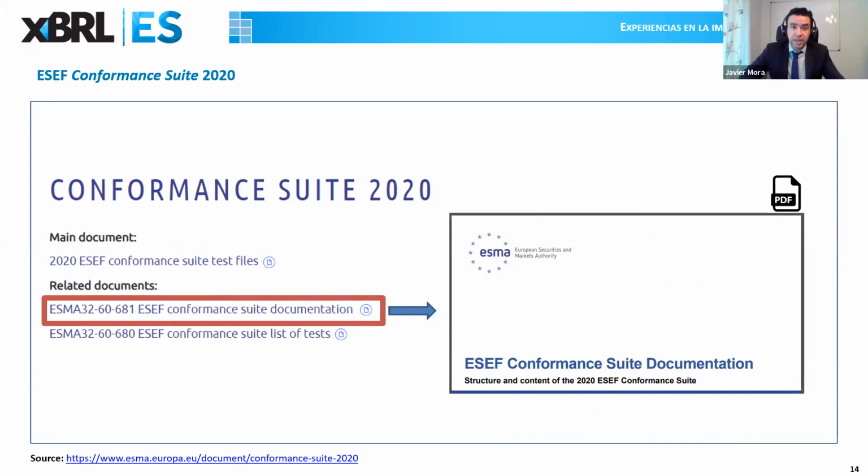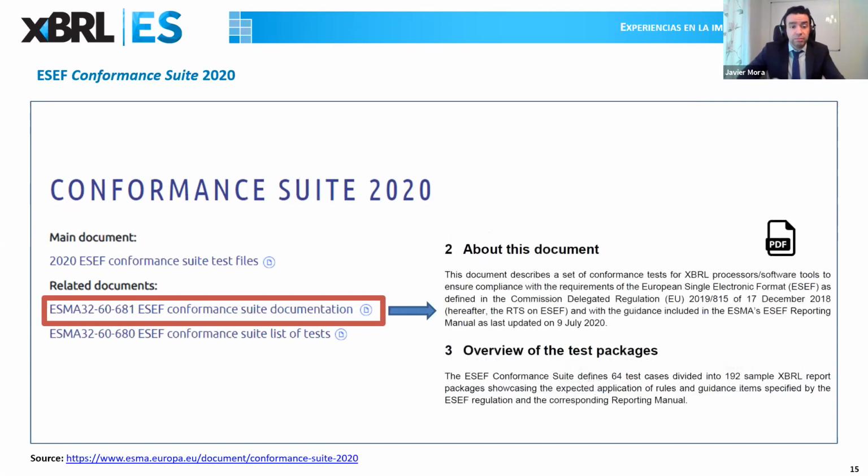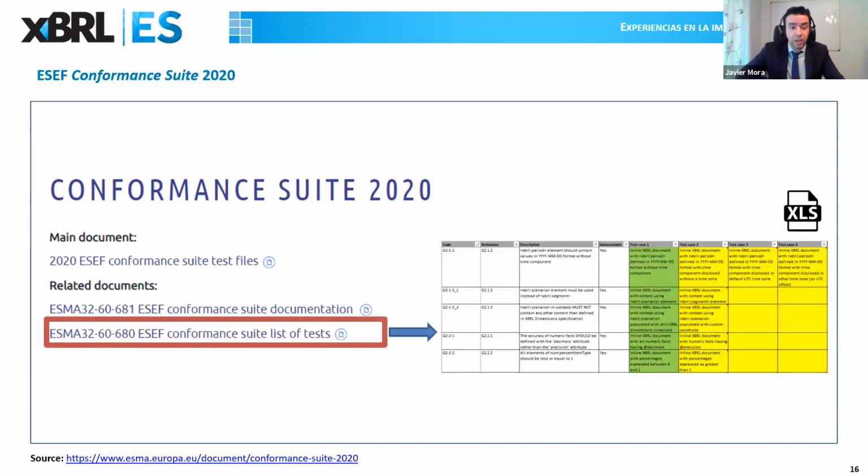This documentation explains every single test case, why it's defined, what the goal of these test cases is, and also which technical error must be shown by the XBRL tool when this error happens. Okay, and we have an explanation of this document and an overview of every single test case that is very interesting. And the third, the last but not the least, is an Excel file, which explains these 192 sample XBRL packages. Obviously, for all of them, we have a valid test, a test that is passing this rule, okay?